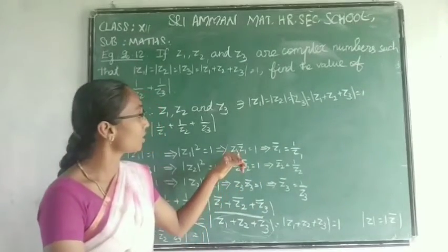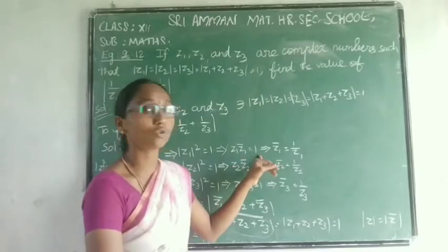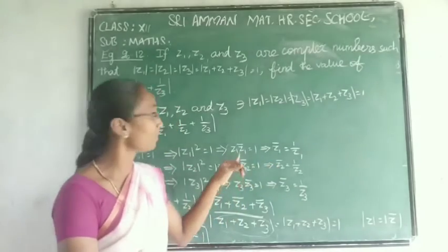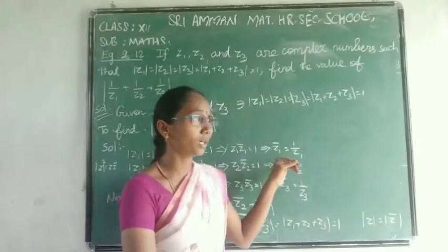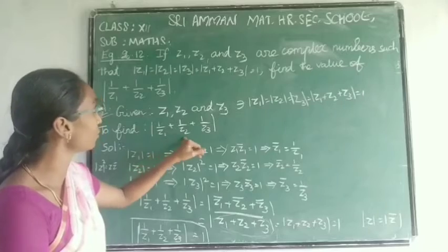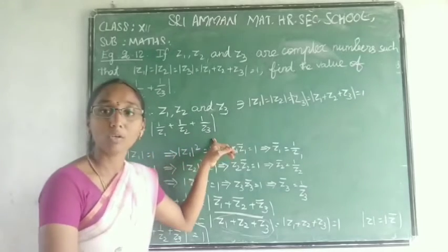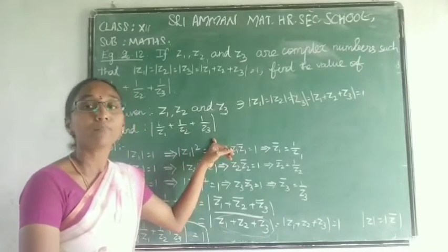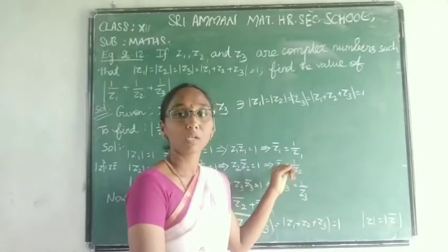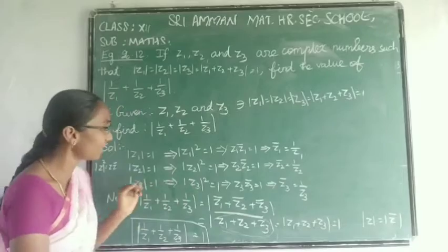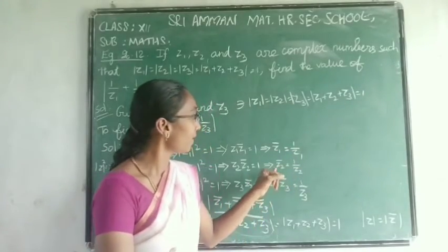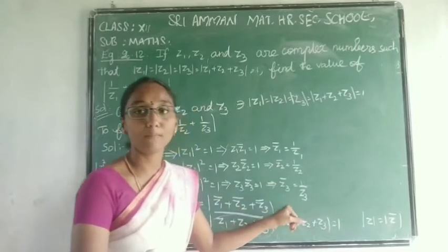So Z1 bar value is 1 by Z1. Why do we find Z1 bar in this place? Because we want to find 1 by Z1, 1 by Z2, 1 by Z3. We need to know these, so only we find it in this way. In the same manner you find these three complex numbers Z1 bar, Z2 bar, Z3 bar.